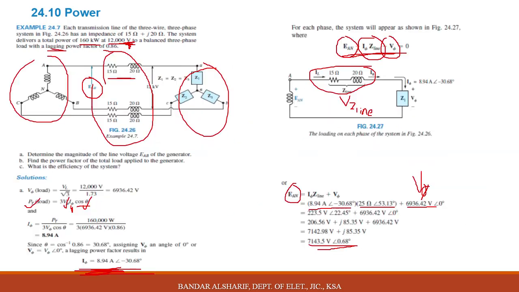Some part is missing, so if we multiply by root 3 and angle 30, let me check in the book. Yes, in the book there is some part missing. If you multiply by root 3, you can open page 1110, you will get the value of 12,358.26 for EAB.